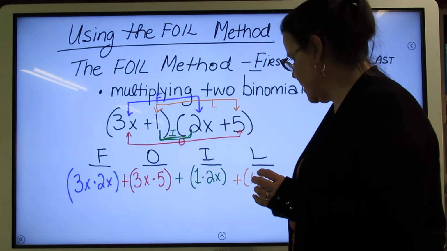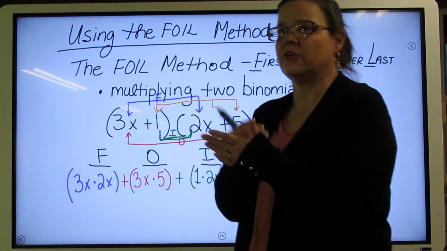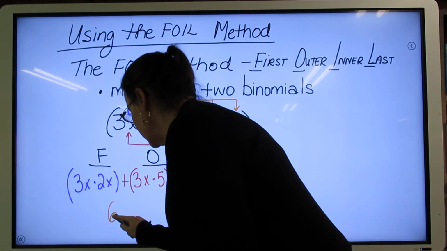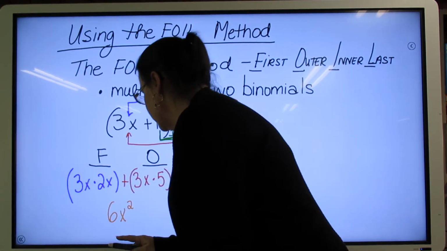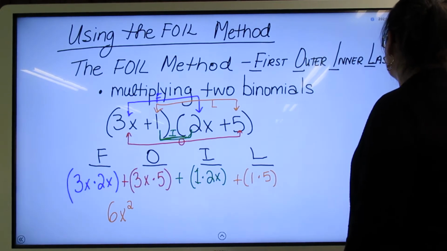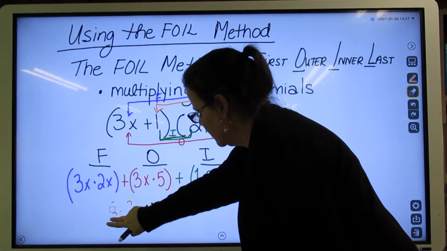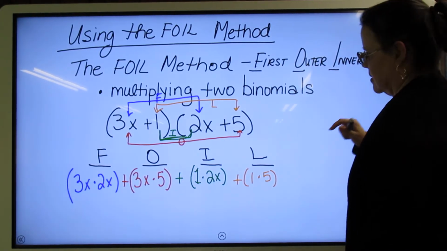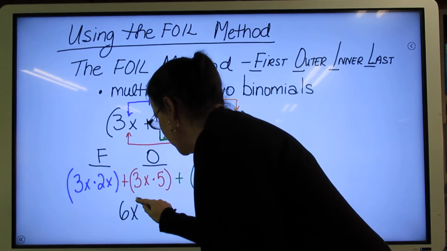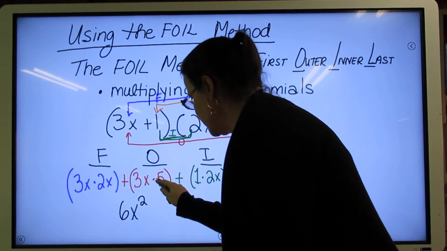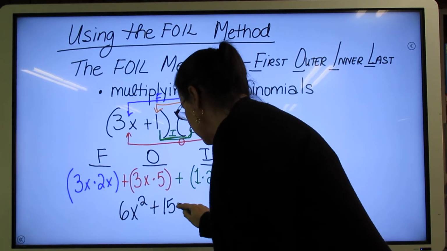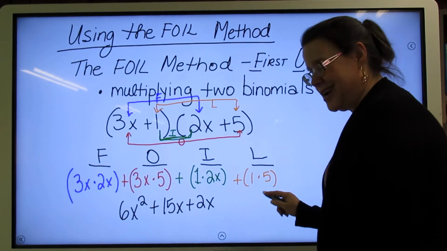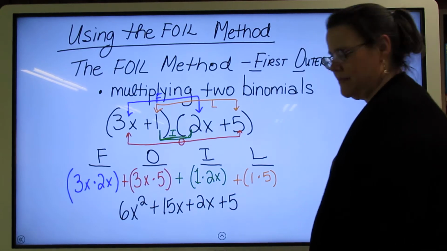Now what I do next is multiply the terms in the parentheses and combine them. 3x times 2x is 6x squared. 3x times 5 is 15x. 1 times 2x is 2x. And 1 times 5 is 5.